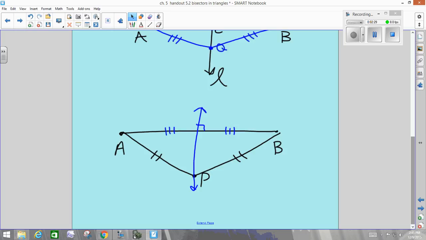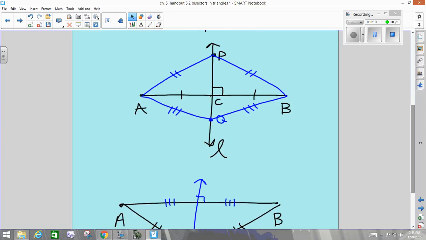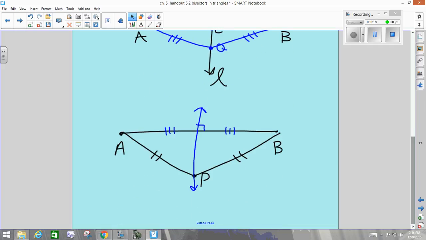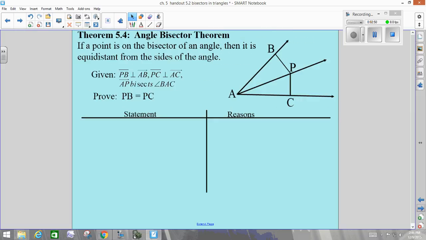Thinking backwards. The first one said that if you have a perpendicular bisector, then any point on it is going to be the same distance to the endpoints. And this one says that if you have a point the same distance from the endpoints, it's got to be on the perpendicular bisector. Okay? Okay, flip it over. Those are the perpendicular bisector theorems.